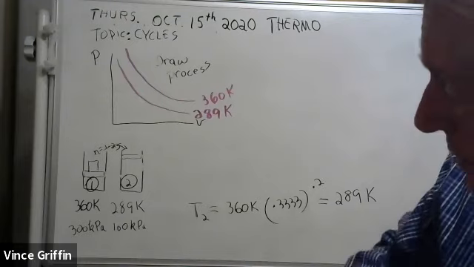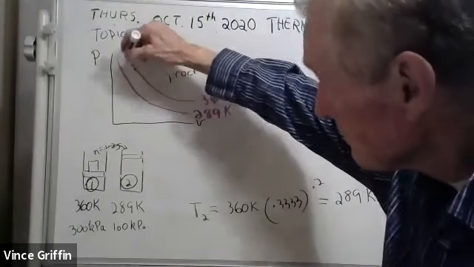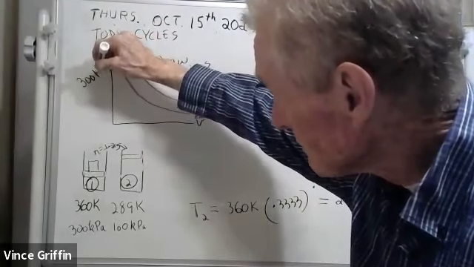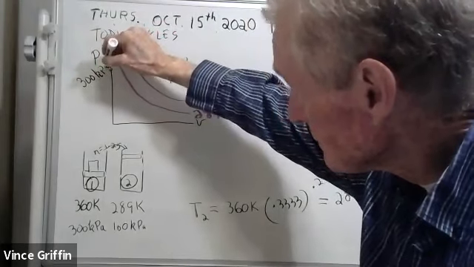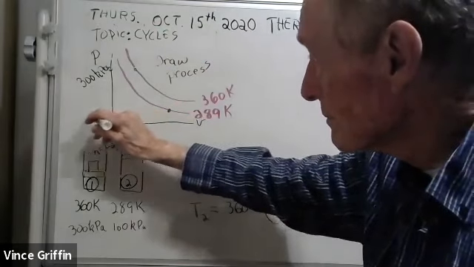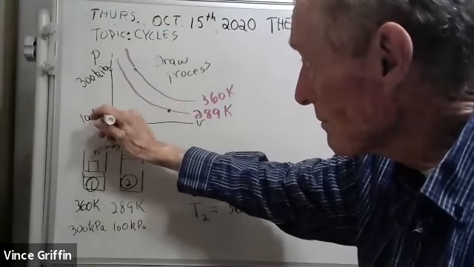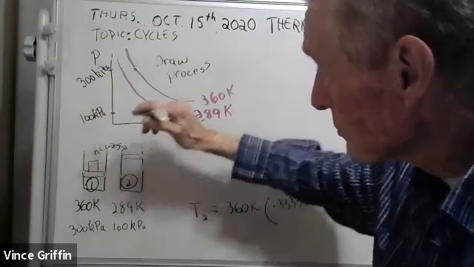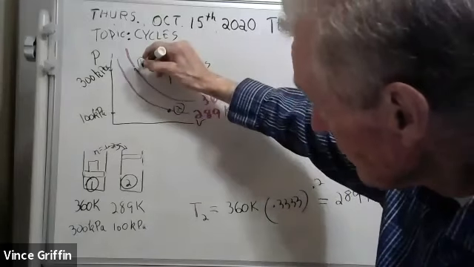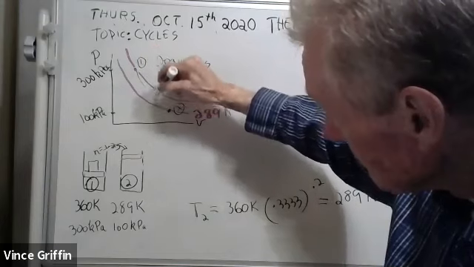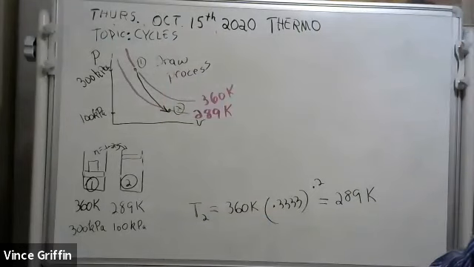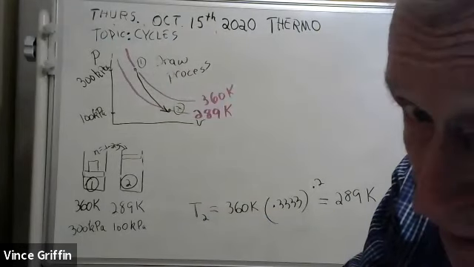Now the pressure went down. It went from 300 kilopascal to 100. And this is what I want to see. I want to see the process. See, here's state 1, here's state 2, and here's your process, like that. There you go, with an arrowhead on it. That's the process. That's what I want to see.